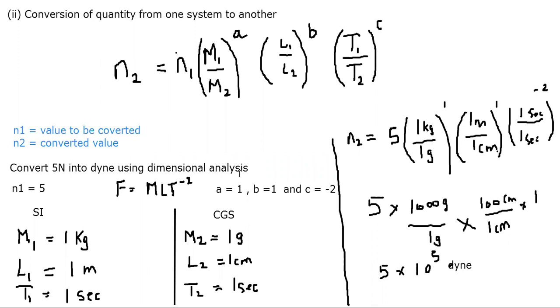Now the points to be remembered are that M1, L1, T1 are of the system in which you already are. If 5 Newton is in SI, then SI is M1, L1 and T1. The system that I'm going into is M2, L2, and T2. For example, if I'm converting from CGS to SI, then CGS would become M1, L1, and T1, and SI would become M2, L2, and T2.